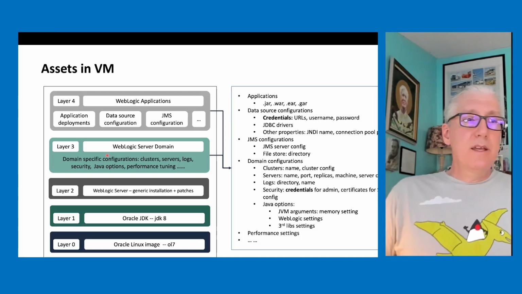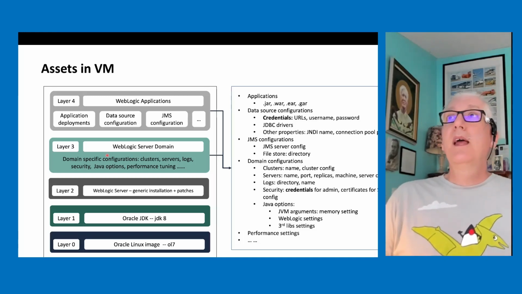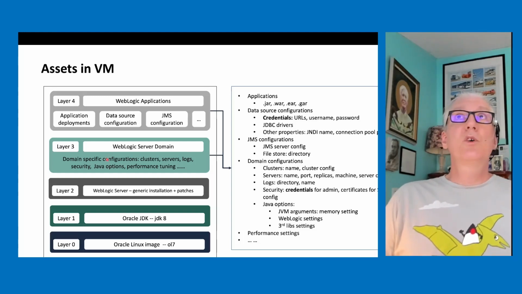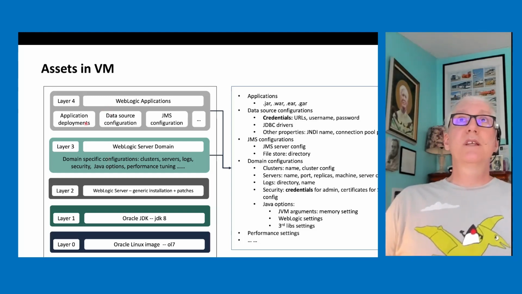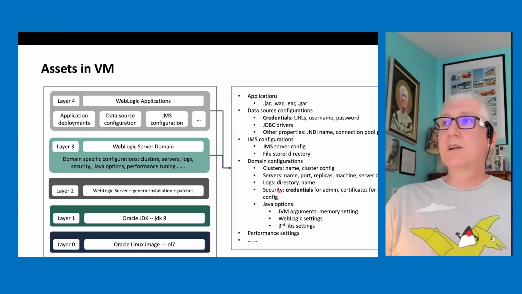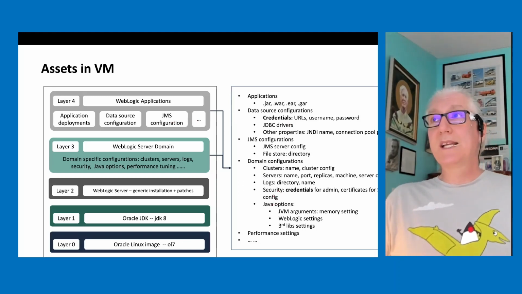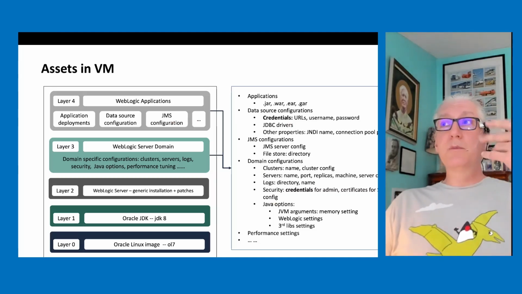The domain is the first part where your own configuration comes into play. And the combination of the domain and your layer 4, which is the WebLogic applications and their deployments and any data source and JMS configuration, all of these together are represented here in this bullet list on the right. So if you want to take this to the cloud, what do you do? Put all of them in one Docker image?